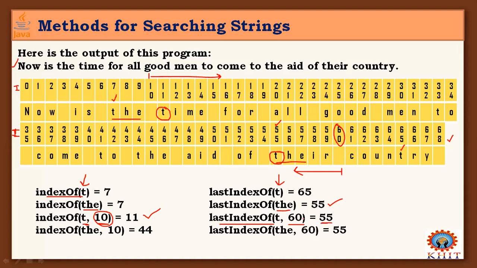So that is 55. And the index of THE at starting index 10. From this 10 onwards, what is the occurrence of THE? It is here, 44, 45, 46. So that's why the index given is 44. The last index of THE before the 60th index: before this 60, what is the last occurrence? This is THE. So that's why it is 55. So this way work the indexOf and lastIndexOf methods on a given string object. Understood?